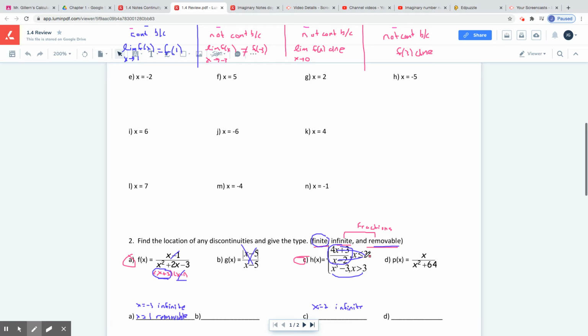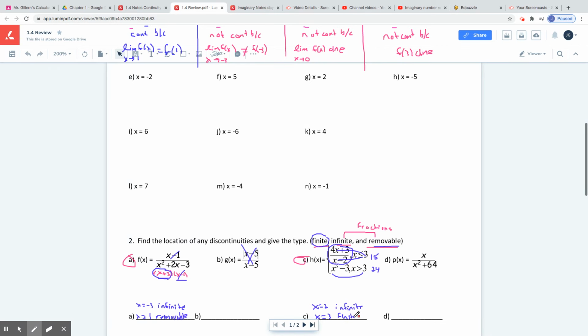All right, so let's see. So I plug in 3. 4 times 3 is 12. 12 plus 3 is 15. 15 over 1 is 15. 3 cubed is 27. Minus 3 is 24. They are different, which means I do have a discontinuity happening at 3, and it is finite.